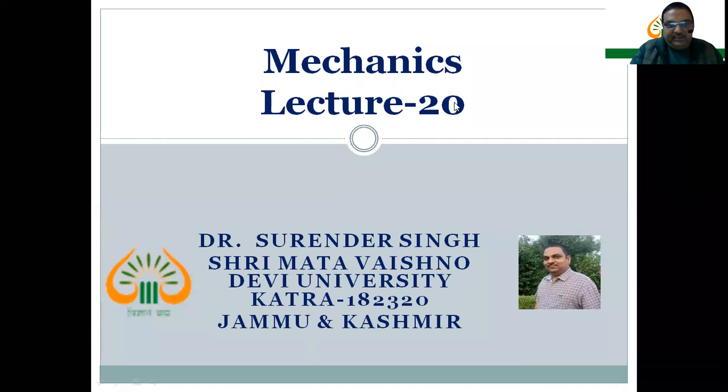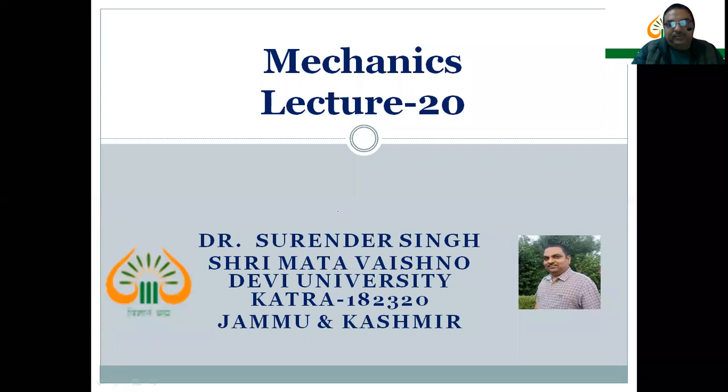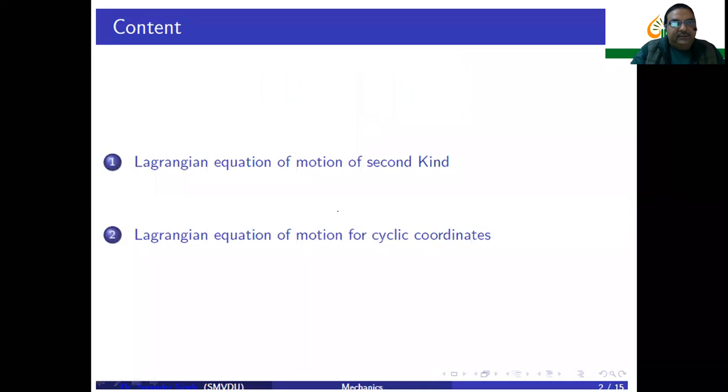In lecture 20, we shall discuss the Lagrange's equation of motion. In fact, particularly, we will call it the Lagrange's equation of motion of second kind. So, mainly two things we are going to discuss here. One is the Lagrangian equation of motion of second kind, and second is Lagrangian equation of motion for cyclic coordinates.